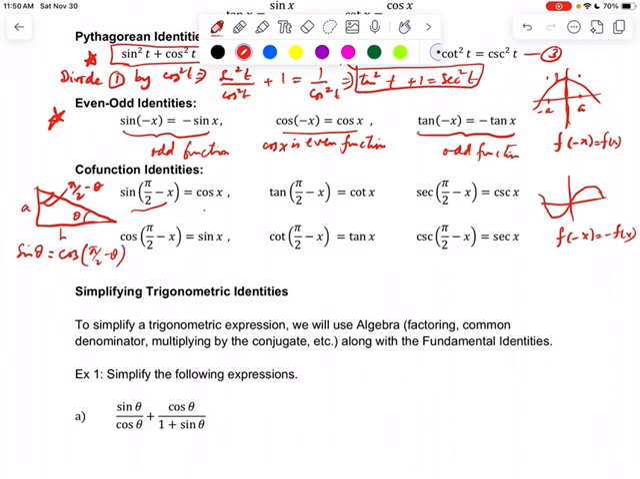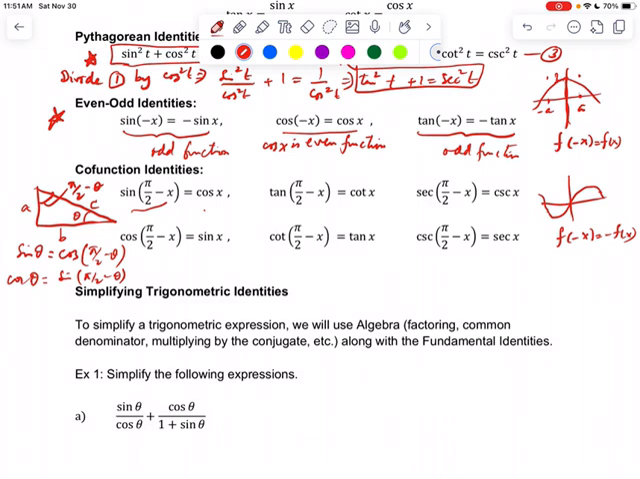Because if this is A, this is B, and this is C, then sine of theta will be A over C, whereas cosine of pi over 2 minus theta will be A over C. And similarly, the cosine of theta will be the sine of pi over 2 minus theta. And so tangent of theta will be equal to cotangent of pi over 2 minus theta, and so on. So you should be able to figure that out.